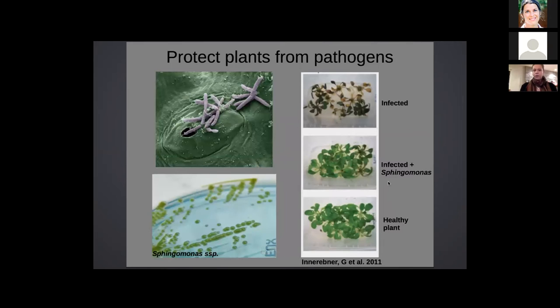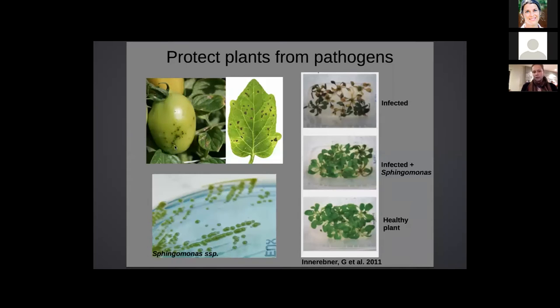Another example, which is really cool: if you remember the Pseudomonas syringae, the ice-creating bacteria, it's not just creating ice, it's also a pathogenic bacteria. It creates these lesions in, for example, this tomato plant that it's infected. But researchers have found that if you add this other bacterial species, Sphingomonas, to a plant that's been infected with Pseudomonas syringae, you can protect the plant from the pathogen. So here, there's an infected plant. This one is healthy, not infected at all. And here is an infected plant plus Sphingomonas. You see the infected plus Sphingomonas looks a lot like a healthy plant. So this is a probiotic, if you will, for plants.